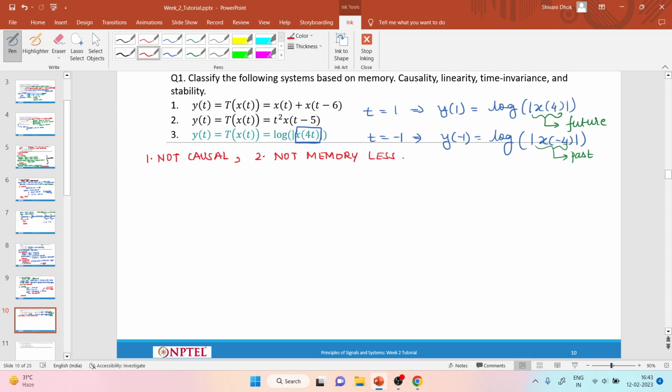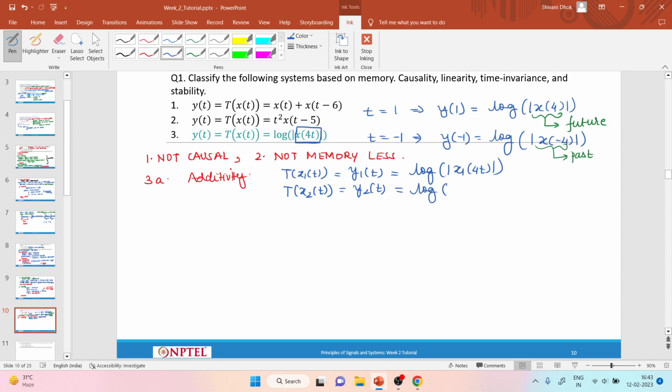Now let us look at linearity. For that, let us look at additivity. For that again we'll take T of x1 of t, which will be equal to y1 of t, which is equal to log of absolute value of x1 of 4t. Similarly, T of x2 of t is equal to y2 of t, which is equal to log of mod of x2 of 4t.